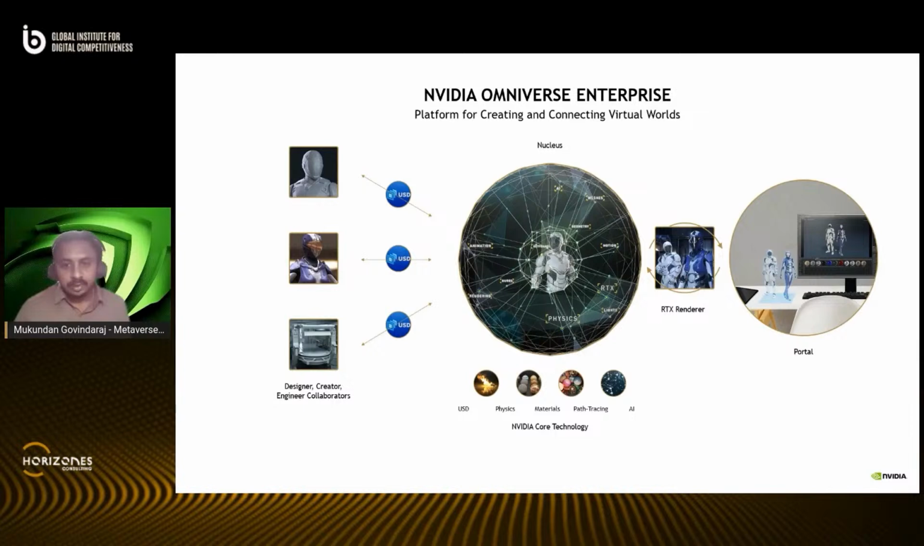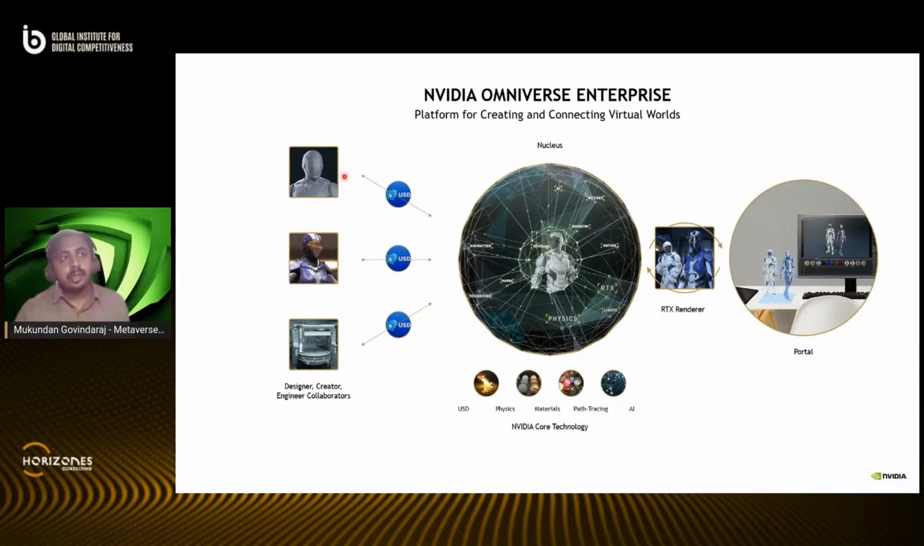On the left, you see the collaborators. Let me use a laser pointer. Yes, so these are the various collaborators. You see a modeling artist and a sculpting artist. Then you have a texturing artist and a look dev person. And then you have level designers.